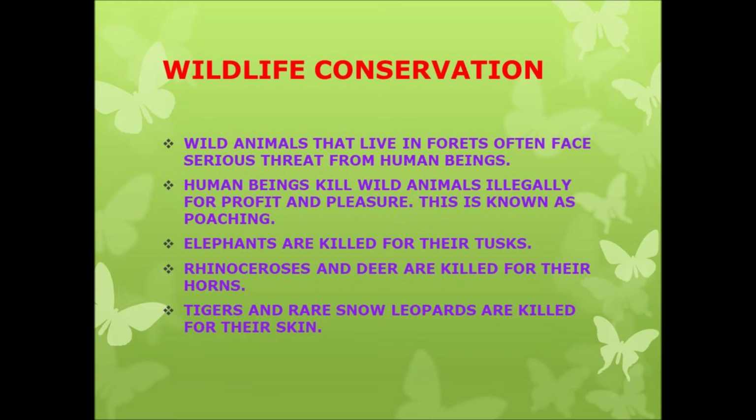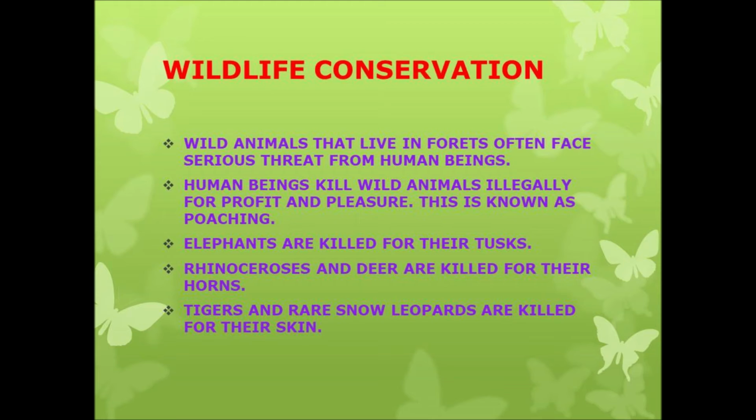Some animals are killed for their body parts that are highly valuable. Some animals' body parts are very valuable. They cost a lot, so that's why these animals are killed. Shall we see some examples? Elephants are killed for their tusks. Rhinoceros and deer are killed for their horns. Tigers and rare snow leopards are killed for their skin. So what are they? Elephants for tusks, rhinoceros and deer for horns, tigers and rare snow leopards for their skin.